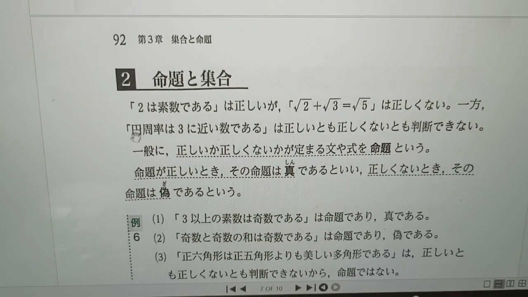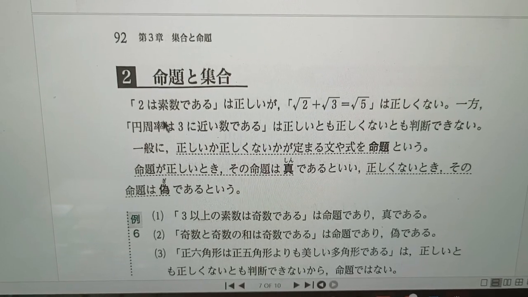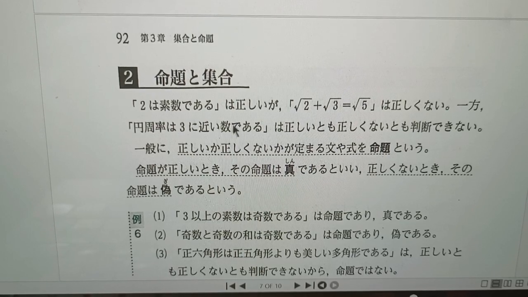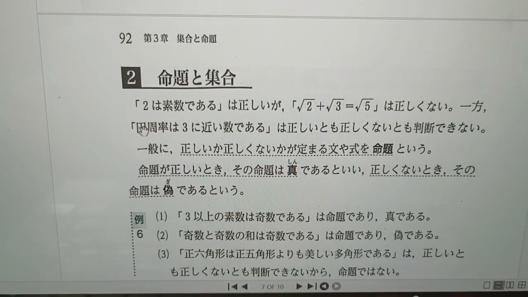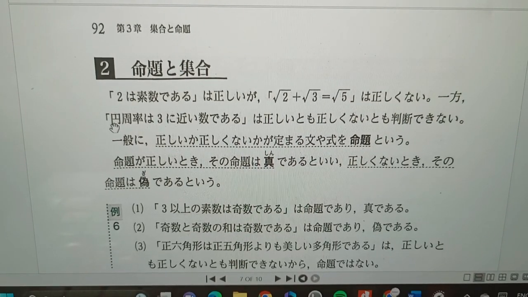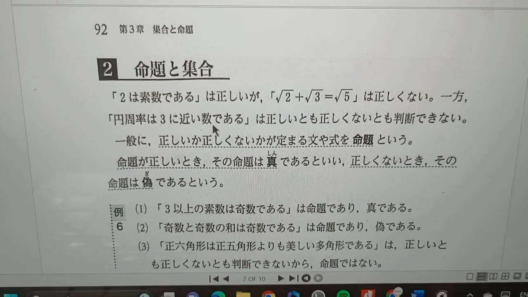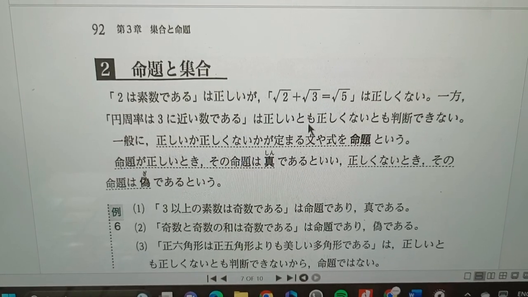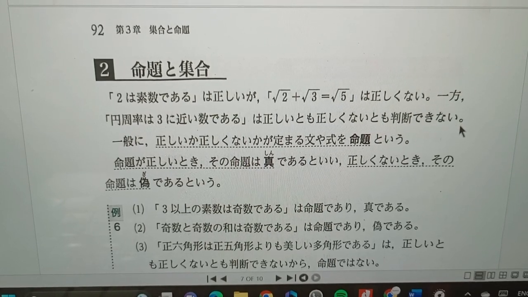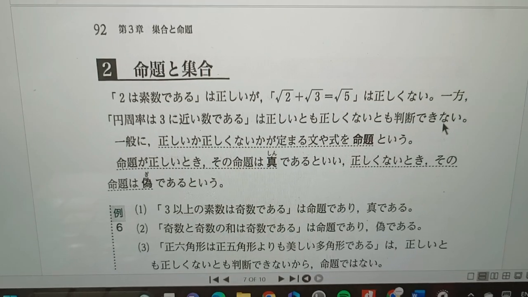On the other hand, enshuritsu wa the P, you know P, right? P is 3.14 and so on. The P ni chikai su de aru. It is correct, right? Enshuritsu chikai su de aru. Tadashi to mo tadashi kunai to mo handan dekinai. Whether it's correct or not correct, we cannot judge.